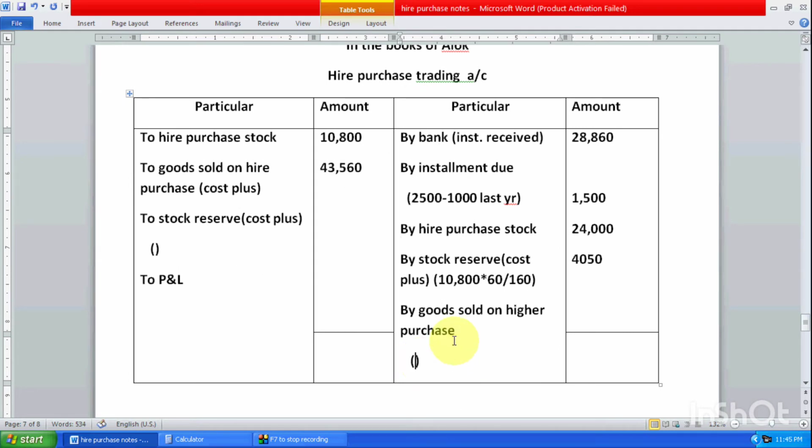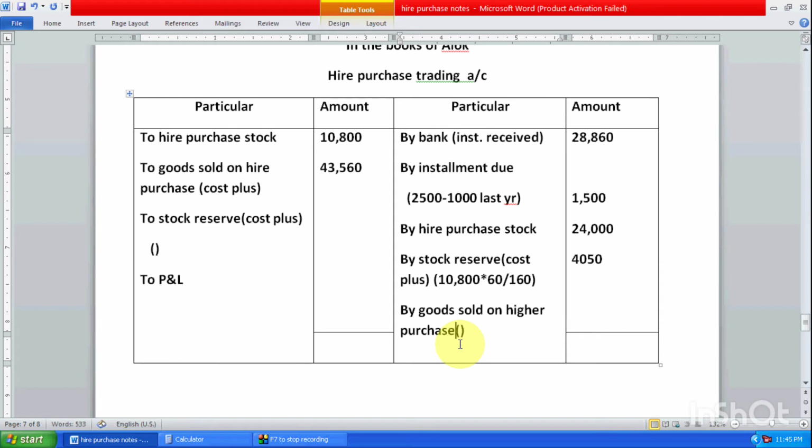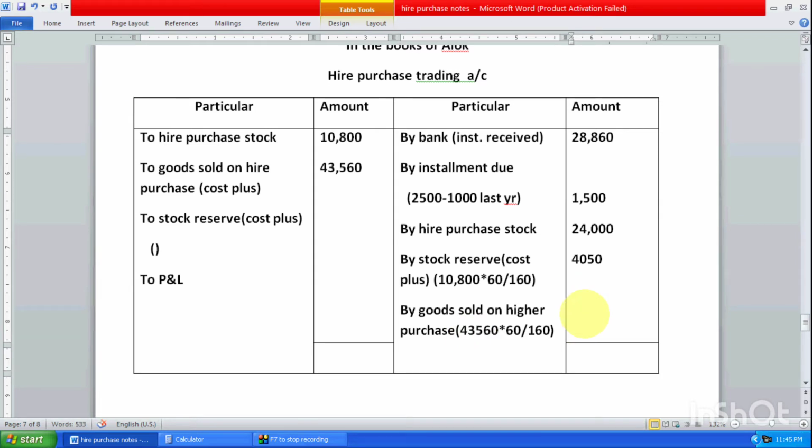Okay, so this is 4,050 we got. Now here, goods sold on hire purchase, the overall 43,560 into 60 divided by 160, because the 43,560 is the overall amount, which means it is 160 amount. Why? Because 60% is already added. For example, 100% is there, and we are adding 60%, so the total overall amount is equal to 160. So that's why we are dividing.